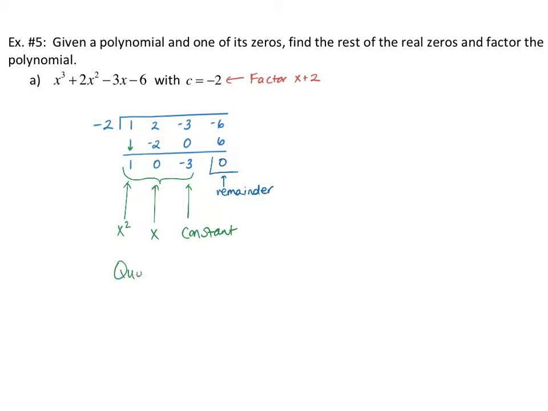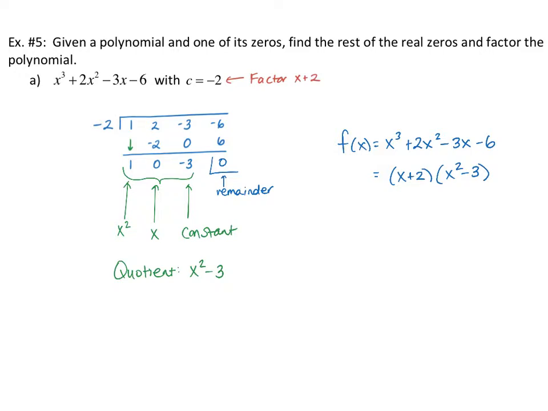So this is telling us that the quotient that has come out from our synthetic division is 1x squared, so just x squared, 0x, so we can leave that off, minus 3. So how do we use this? If we think of our original function as being x cubed plus 2x squared minus 3x minus 6, since we started with the zero of -2, that corresponds to the factor of x plus 2. We've really found that if you take x plus 2 times x squared minus 3, if you were to FOIL this, that would give you back the original function.